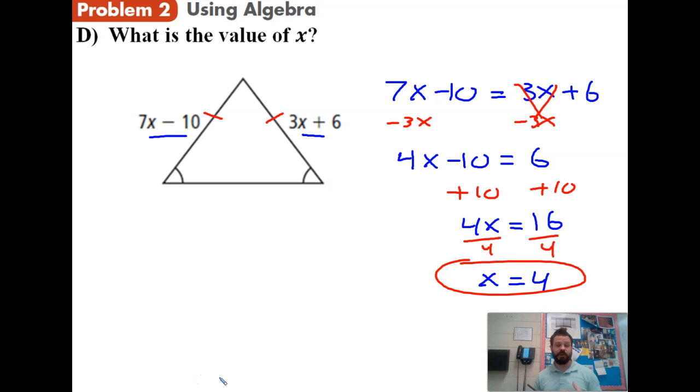All right, so pretty similar algebra to stuff we've done in the past. Again, the only new part is since I know that my base angles are congruent, my sides across from them, the legs of that isosceles triangle, will be congruent as well.